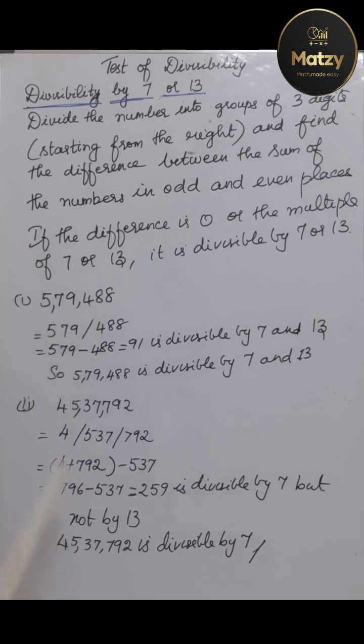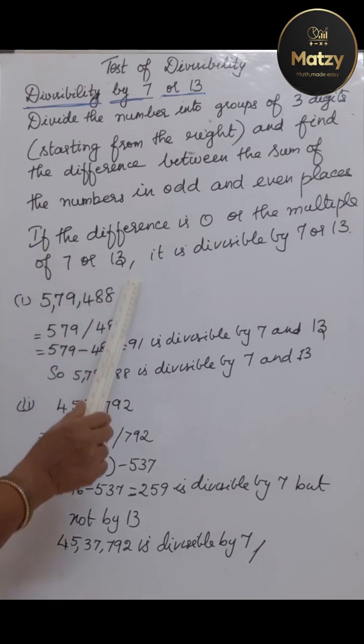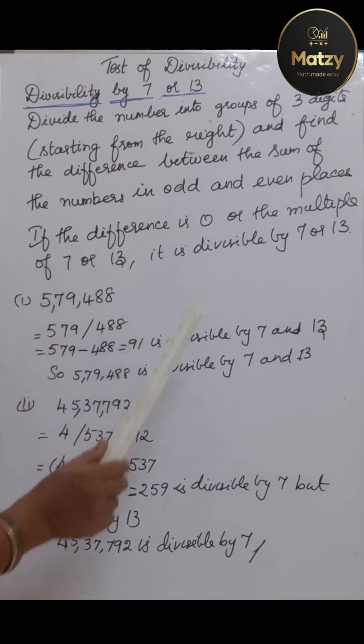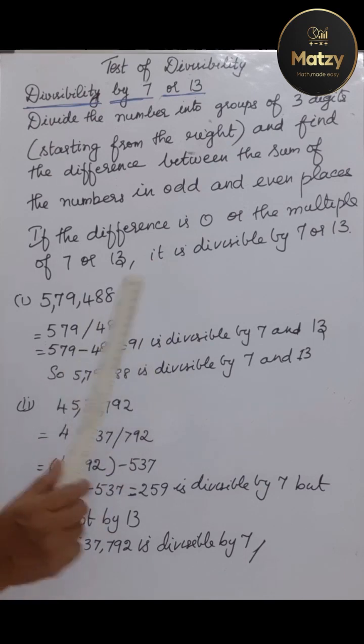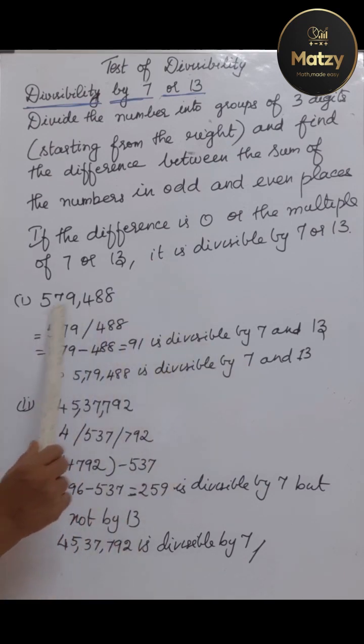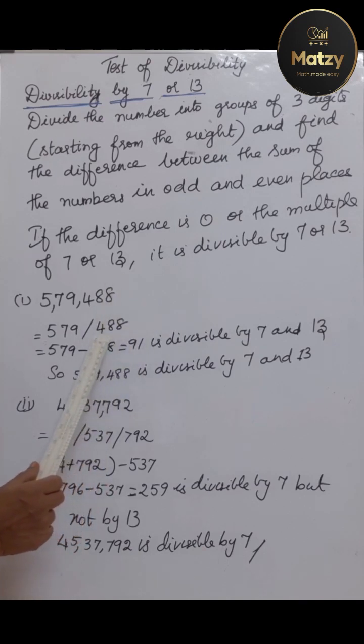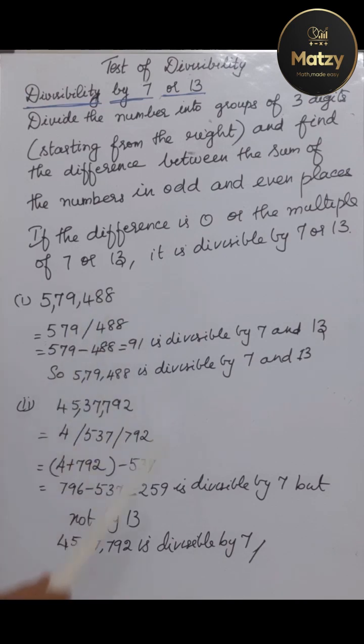5,79,488. I told you to divide this number into groups starting from the right. In one group, 3 digits should be there. See, I am grouping. Starting from the right, 3 digits. After that, one more 3 digits are there. Okay, so 579 is the first 3 digits, then 488 is the second 3 digits.